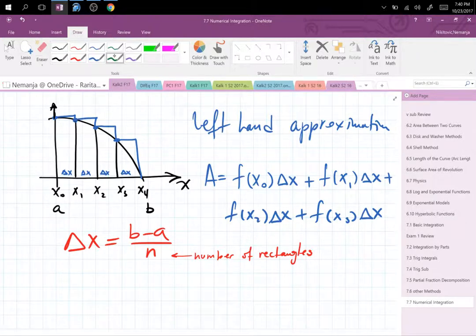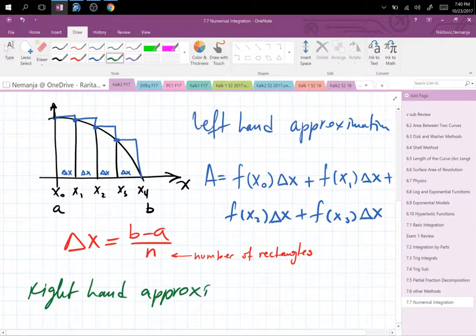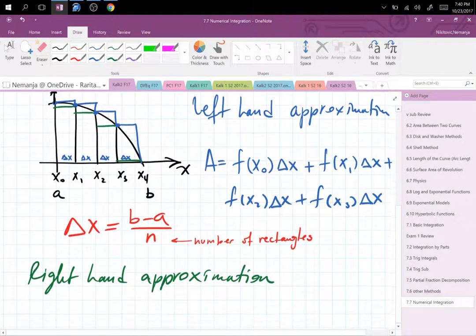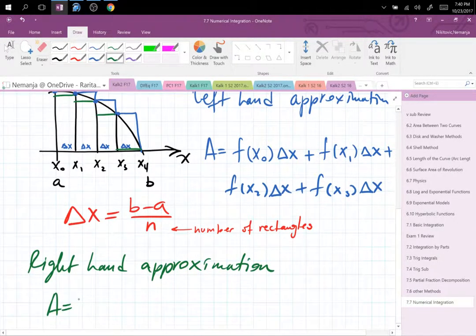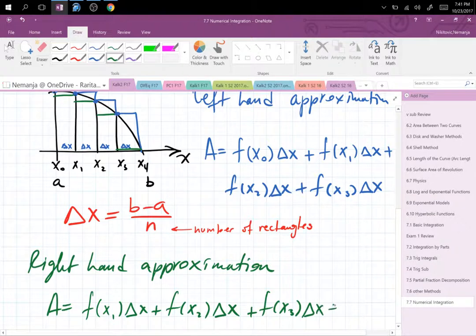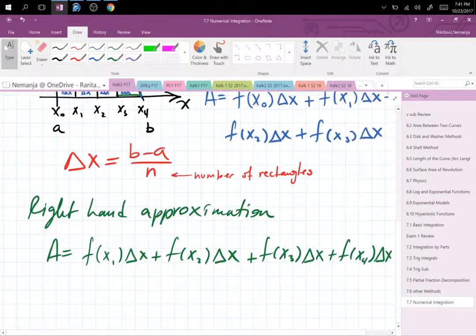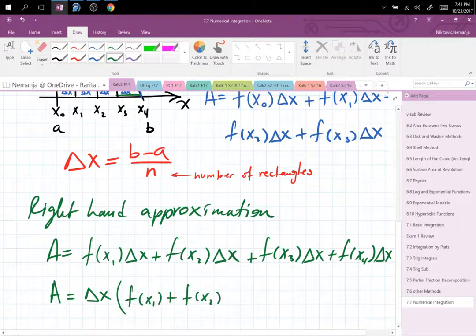You can also use right-hand approximation, and those guys would be these. So that means that the area is approximated by f of x1 times delta x plus f of x2 times delta x plus f of x3 times delta x plus f of x4 times delta x. Now you can factor out delta x and just have f of x1 plus f of x2 plus f of x3 plus f of x4. You can also do that with the blue equation up there.